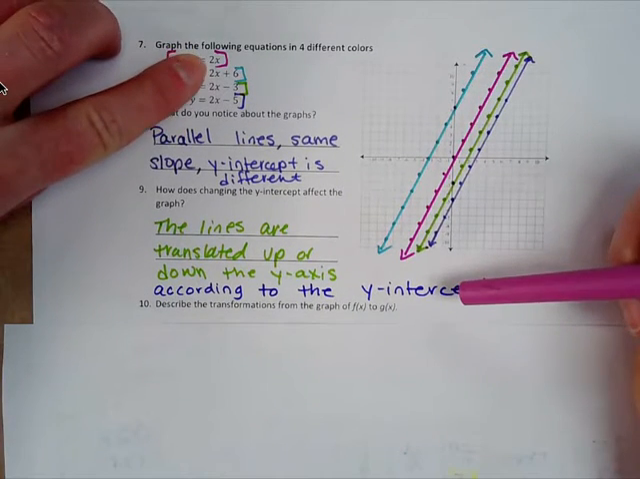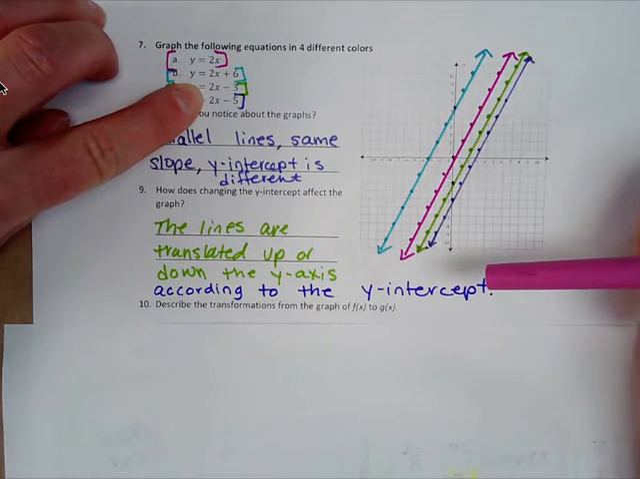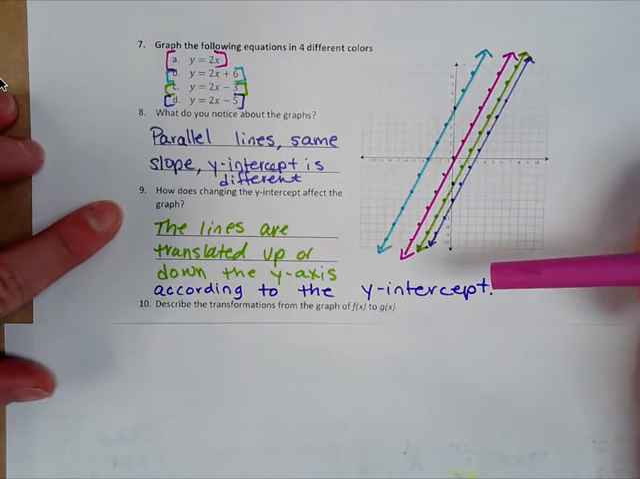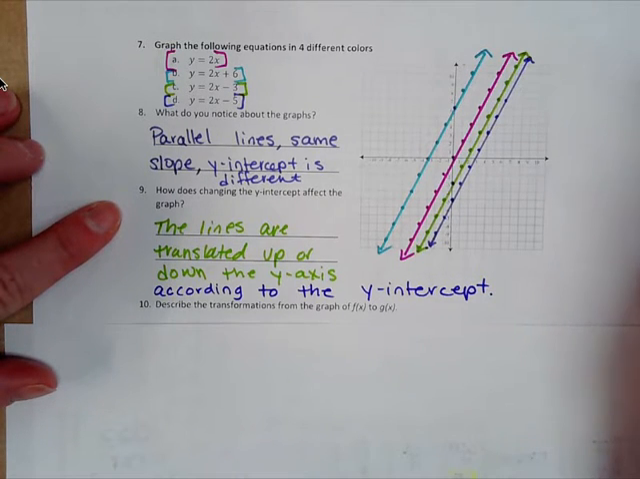See how all the slopes are 2? So that means same steepness, which means parallel. Same slope means parallel. Number 9, how does changing the Y-intercept affect the graph?